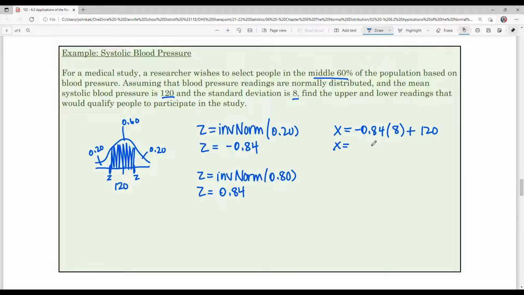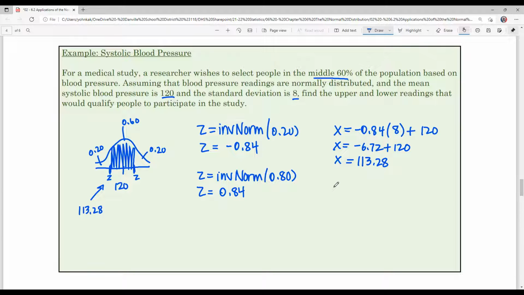So this is going to give me negative 6.72 plus 120. This gives me a total of 113.28. That's what my lower reading is right here, 113.28. Now I got to find what the upper reading is.